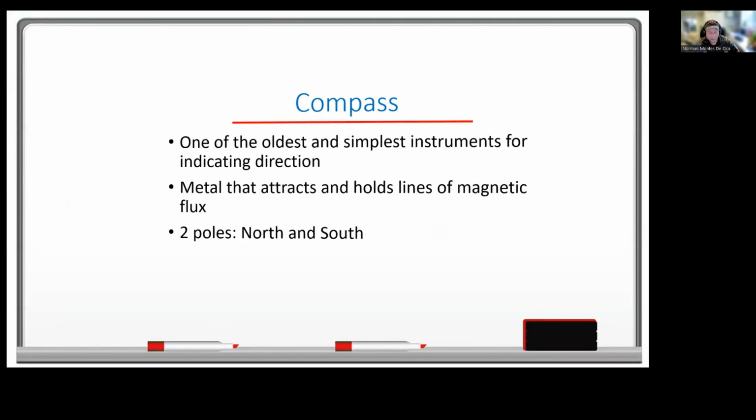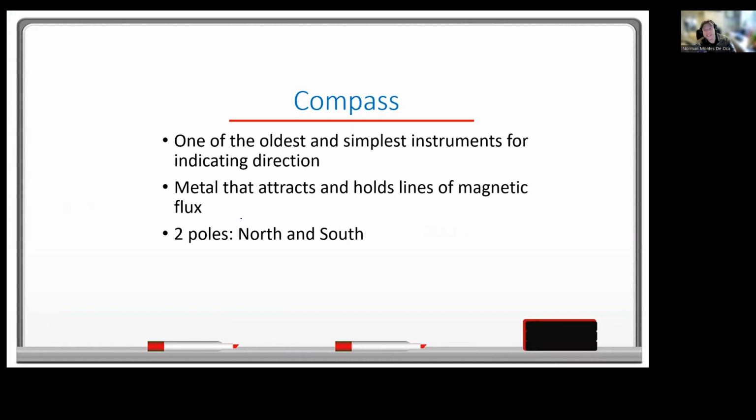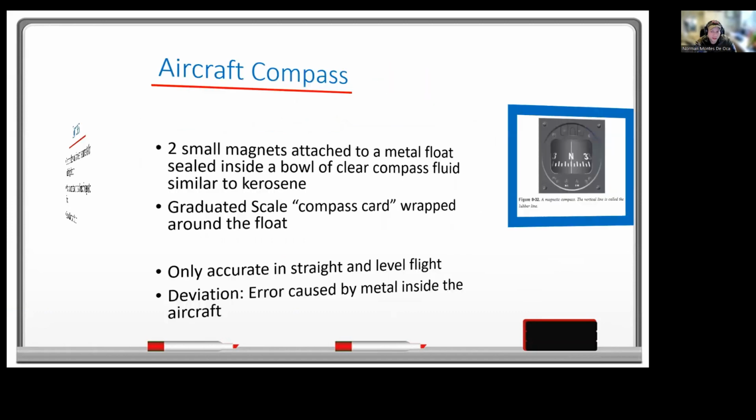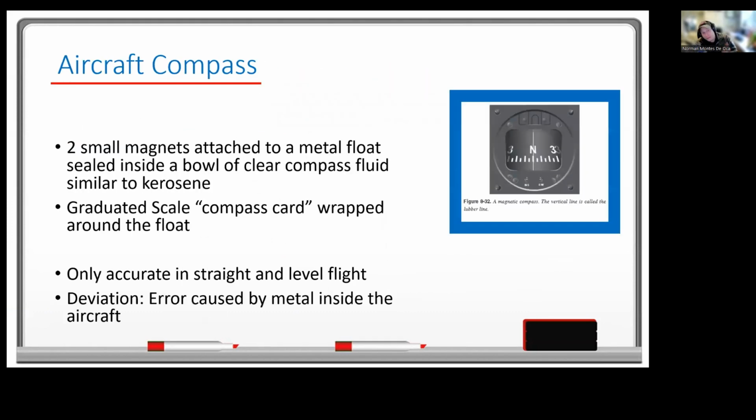Let's start with the compass because it is one of the oldest and simplest instruments for indicating direction. It basically has a little piece of metal that attracts and holds lines of magnetic flux, and there are two poles on the compass, the North and the South Pole. Now this piece of metal basically floats inside a liquid very similar to kerosene, and it has a graduated scale or compass card wrapped around the float, and it kind of gives us indications of our heading.